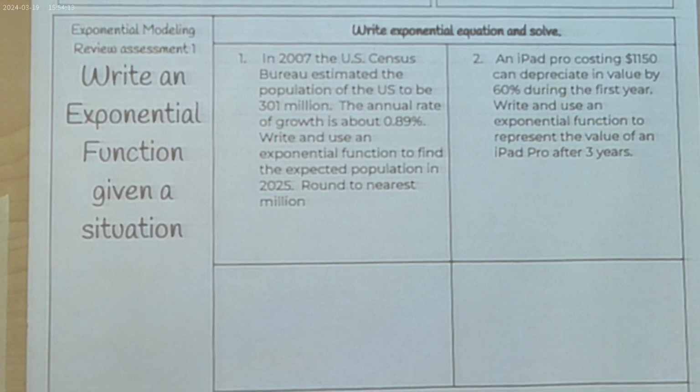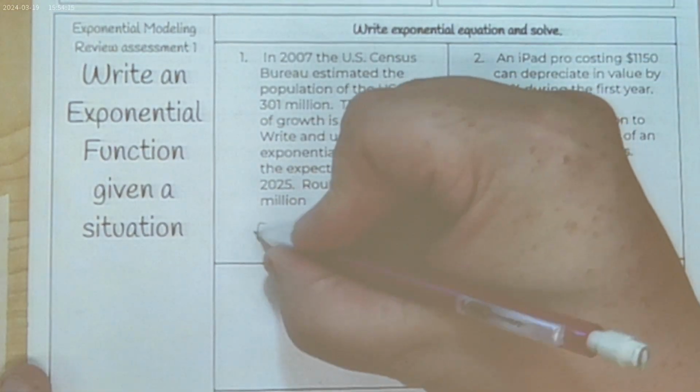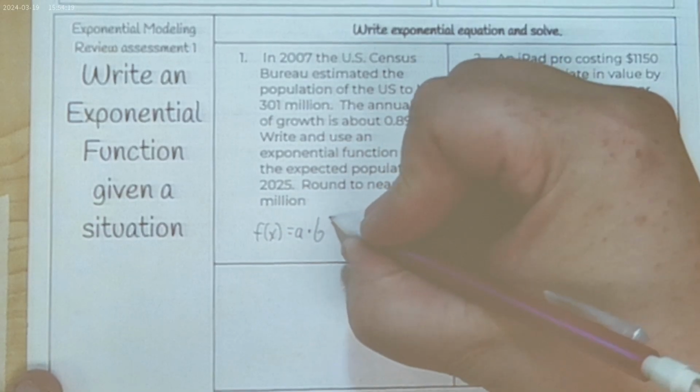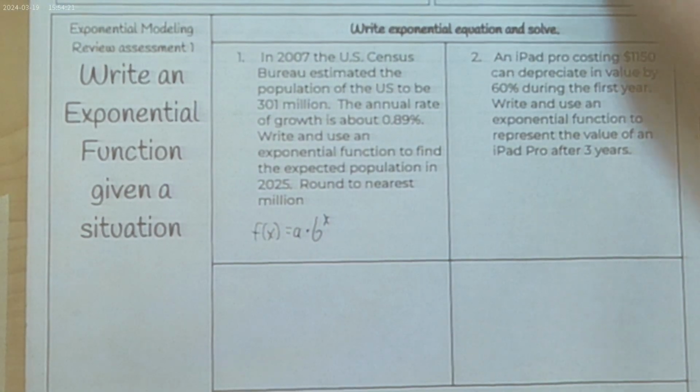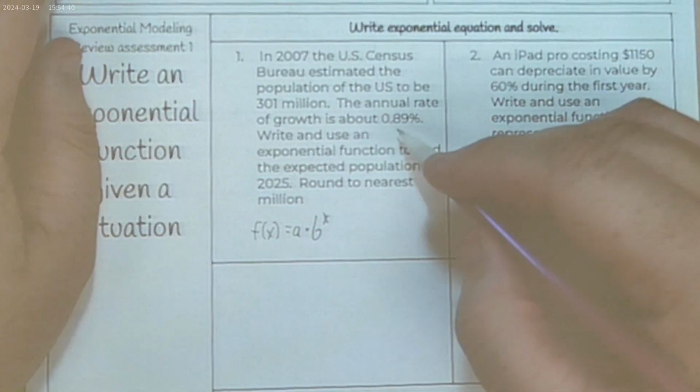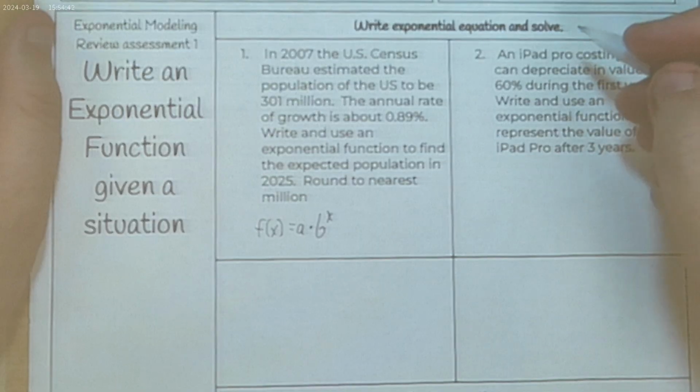We have to write an exponential function such that f of x equals a times b to the x. Now, ironically, usually finding b to the x is the hardest part. And so it's the last thing that we do before we declare victory and move on to the other problems. This one's probably going to be, we're going to start with b because it's the most direct one and it's the easiest thing to set up. So we have an annual rate of growth about 0.89%.